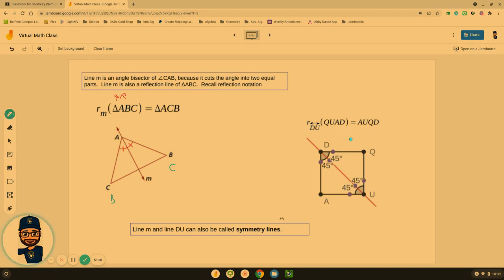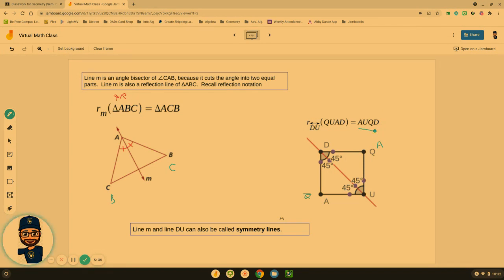But on the other hand, Q, if I reflect it, is actually going to end up down here. And A is going to end up right over here where the Q was. And so if we want to go in the same order, Q to U to A to D in the pre-image, we actually start with A and then go to U and then to Q and then to D, which is what's written in that as our final image.